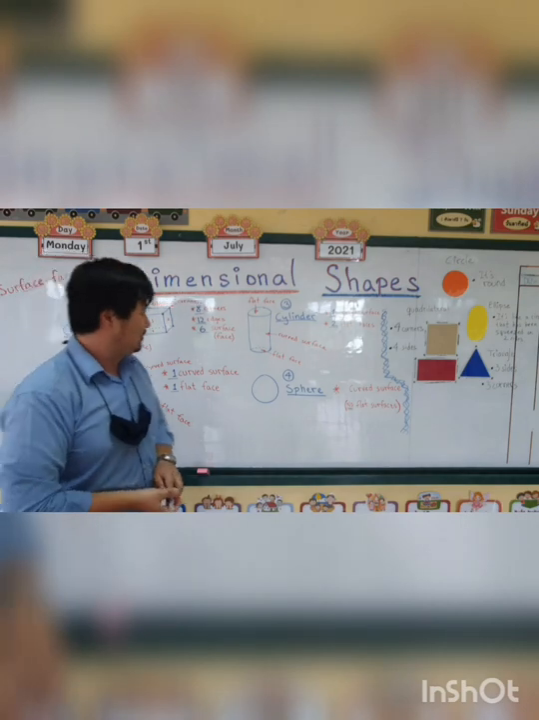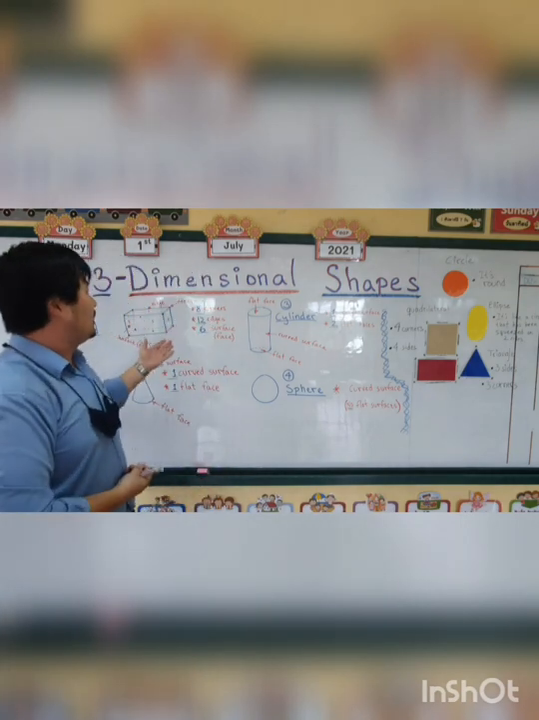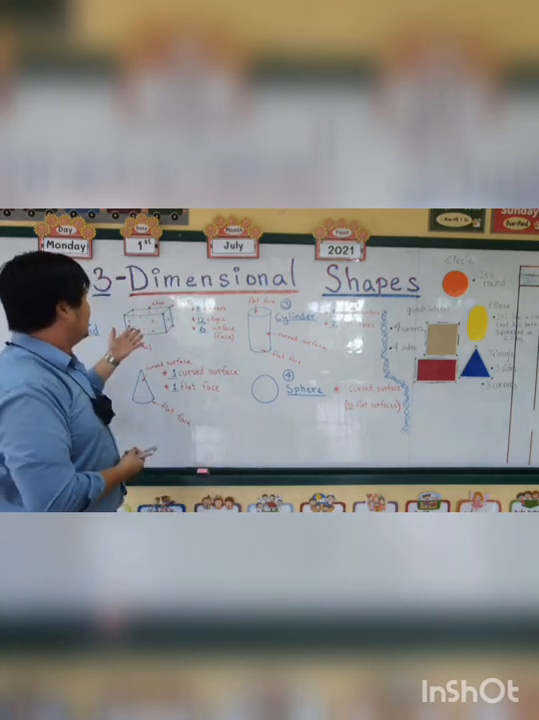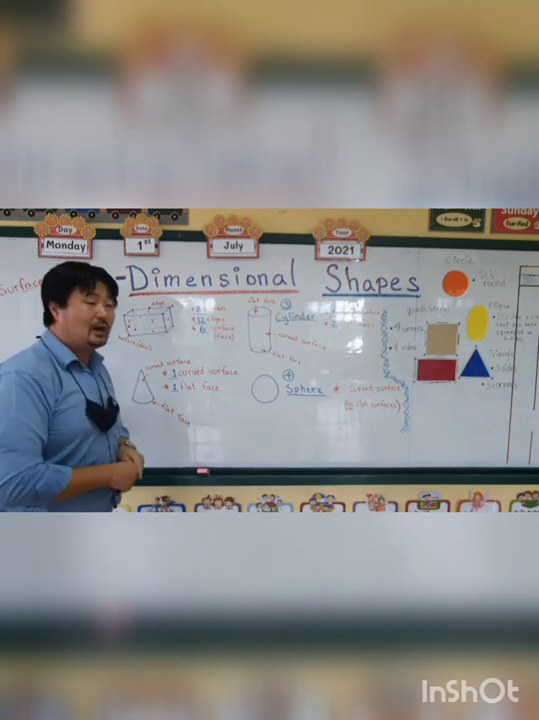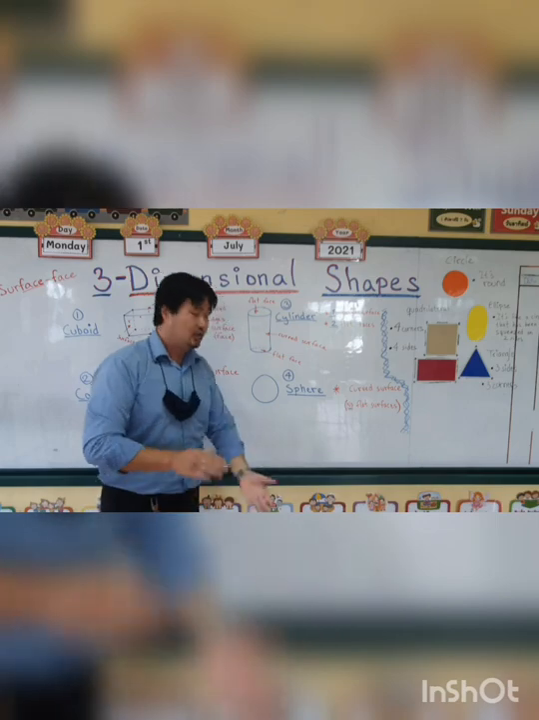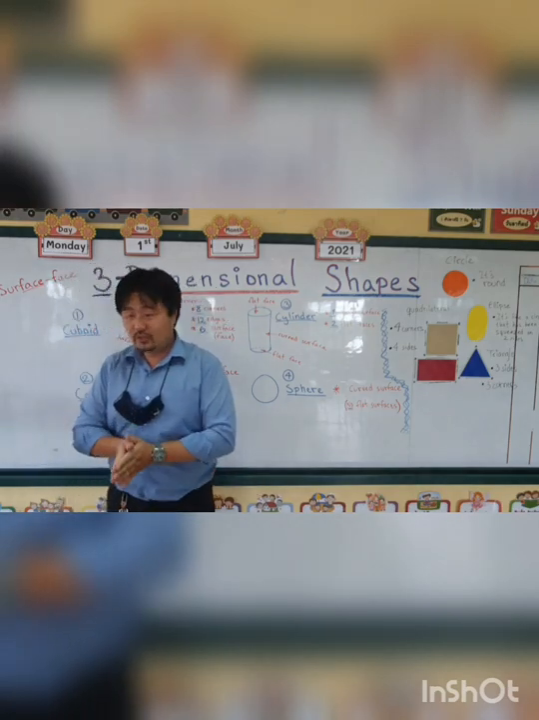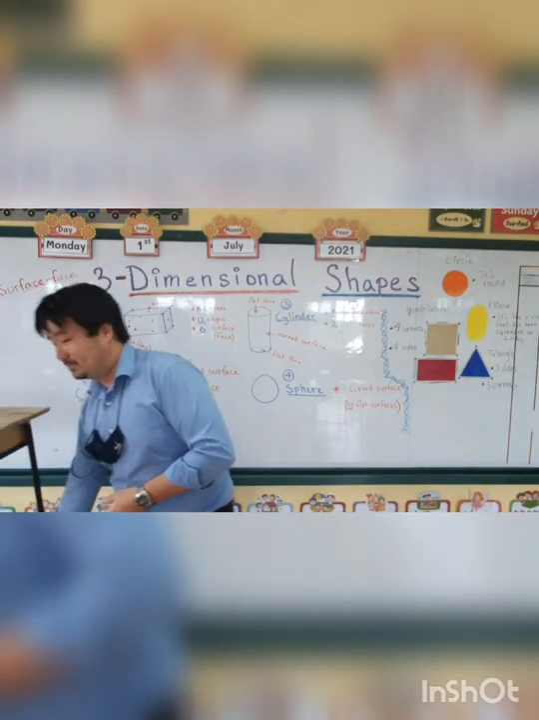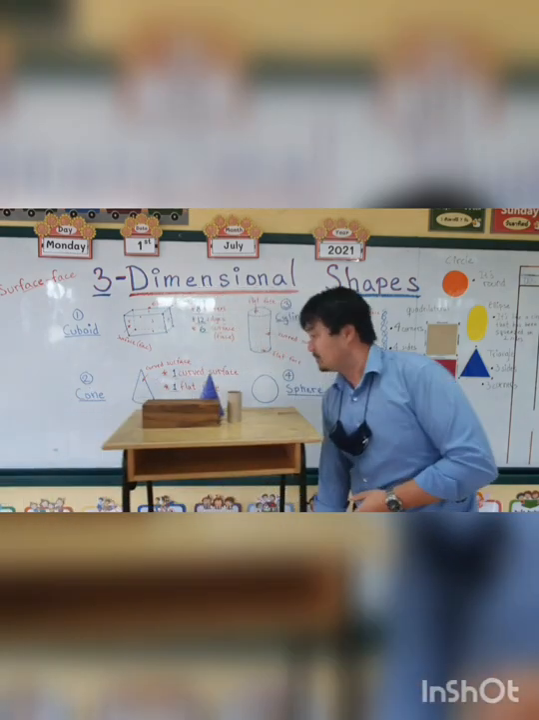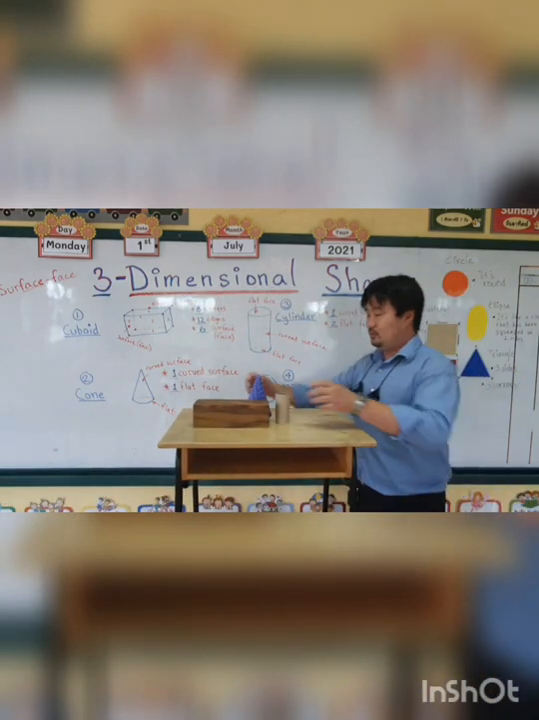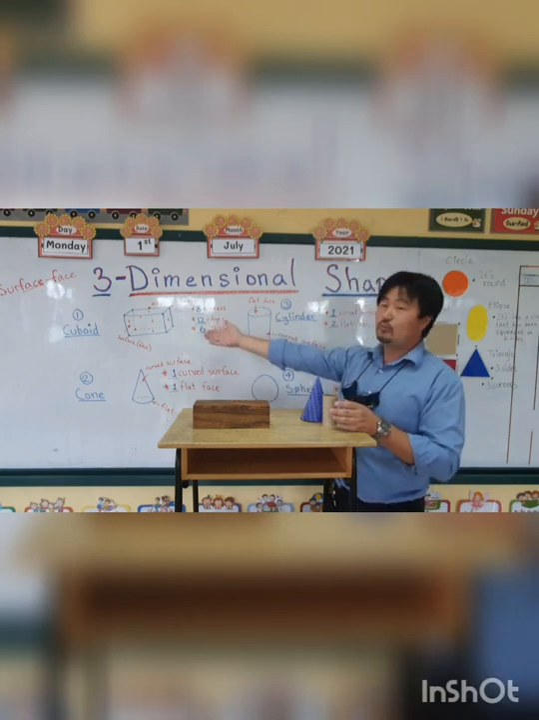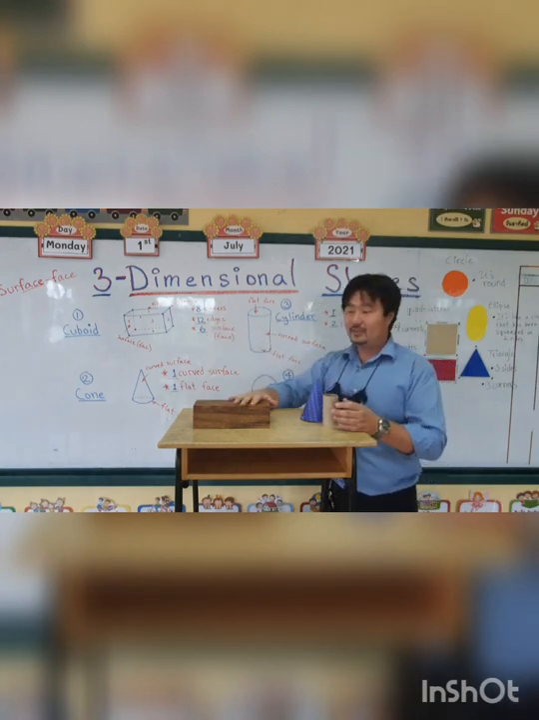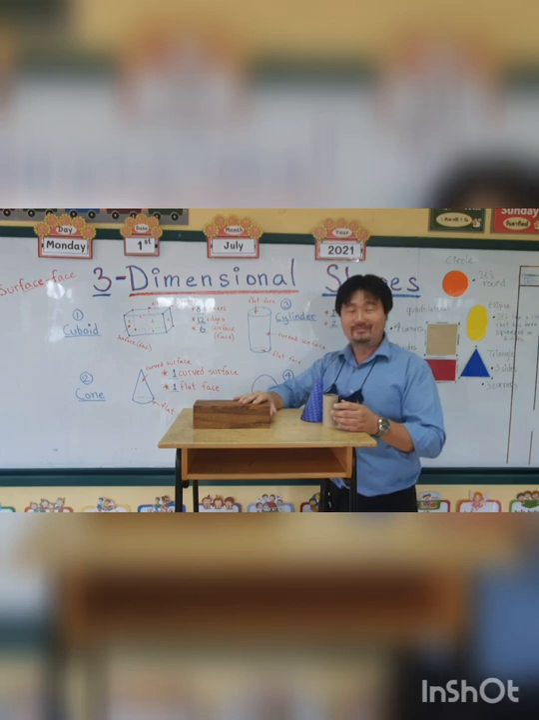Good. Good. So now this is the theoretical cuboid, cone, cylinder, and sphere. Now I'm going to show you real examples. So I have some real examples here. Let's start with the cuboid. Okay? This is a cuboid.